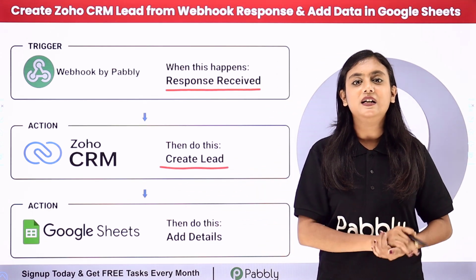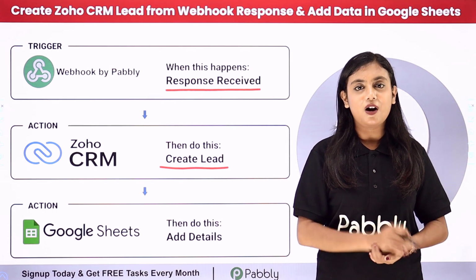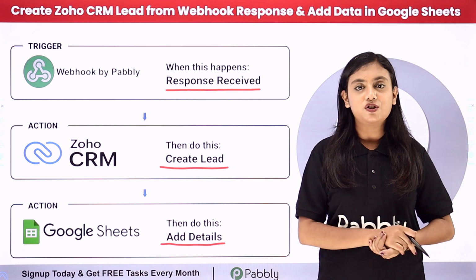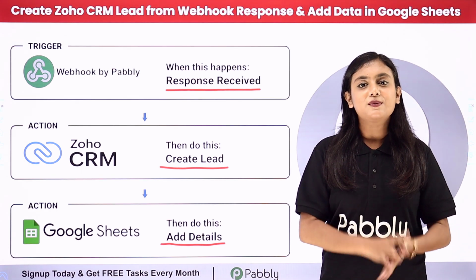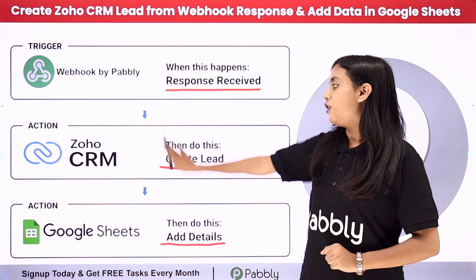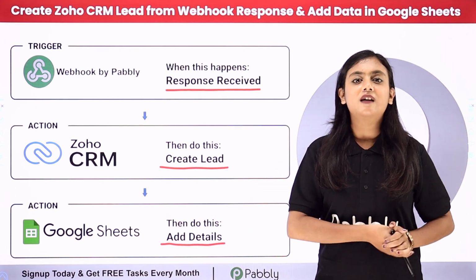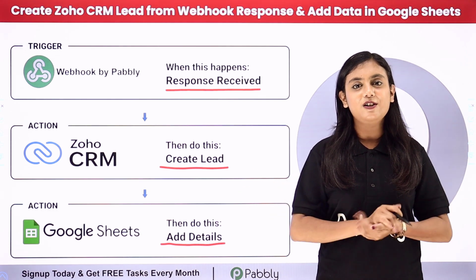And as soon as the new lead is created in our Zoho CRM account, automatically the details of that lead should be added into our Google Sheets. For that, we're going to simply create an automation between all of these applications with the help of Pabbly Connect. So if you want to learn how to do this automation, then let me take you all to my screen.